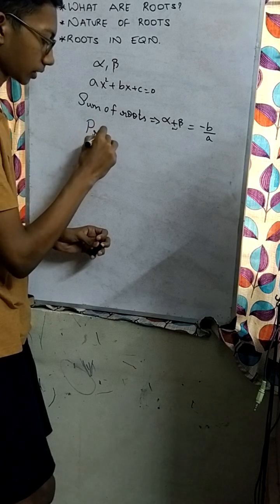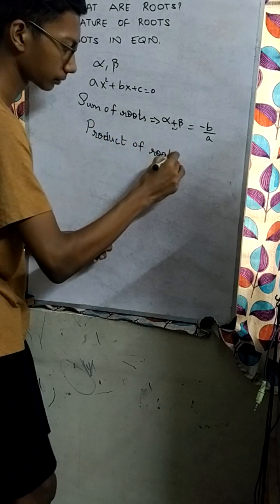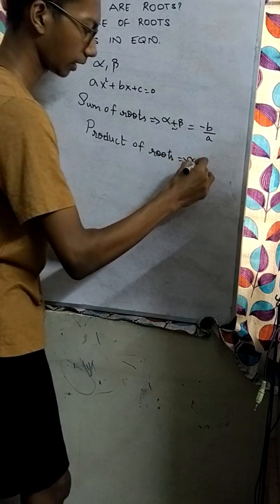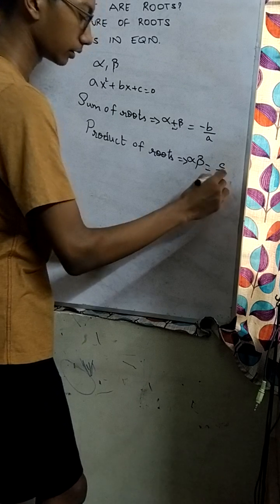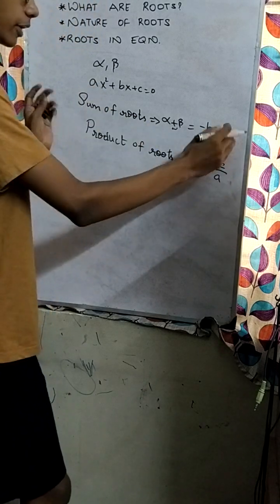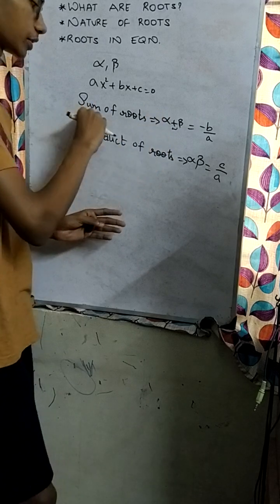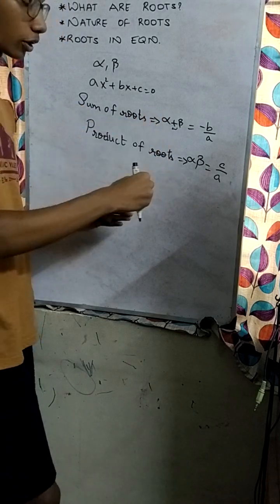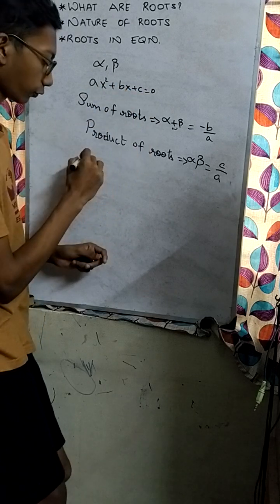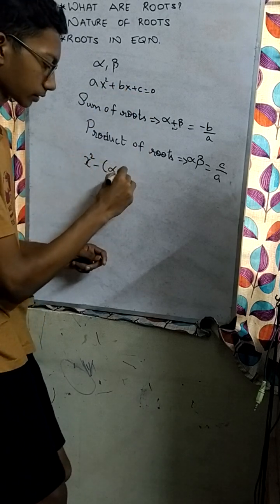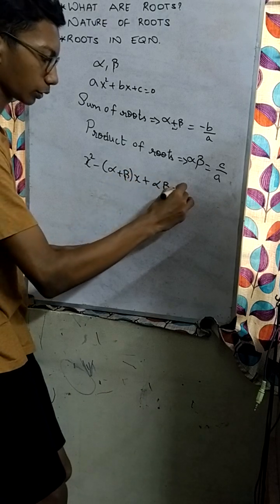Now the next thing is product of roots. If we multiply both the roots, that is alpha times beta, we get the constant term divided by the coefficient of x square. This is like a formula. So if we have the sum of roots and product of roots, then we can also develop the quadratic equation from this. The formula for that is x square minus (alpha plus beta) x plus alpha beta equals 0.